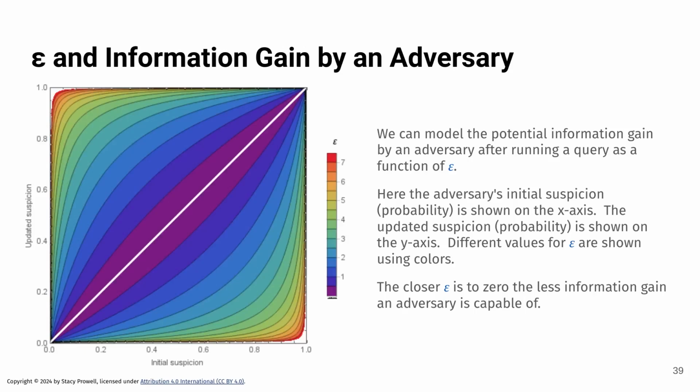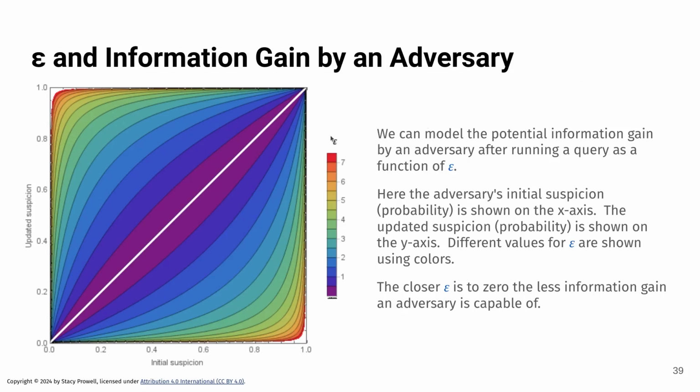So let's further visualize this, and I like this visualization. Here we have, across the bottom, our initial suspicion. What do we initially think? And on the vertical axis, on the y-axis, we have our updated suspicion. What do we think after performing our query? And the colored bands represent different values of epsilon.